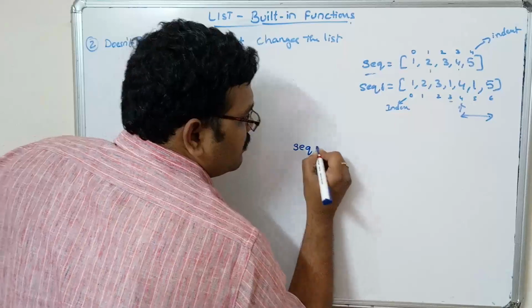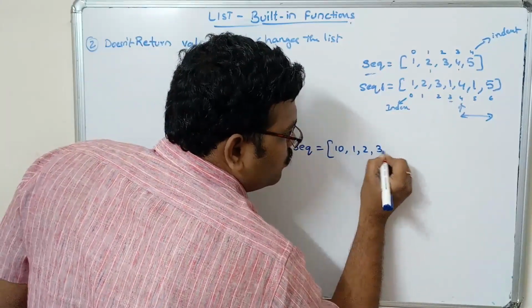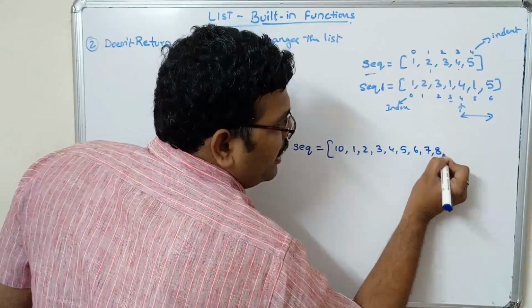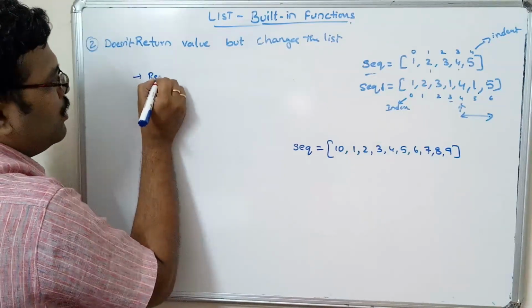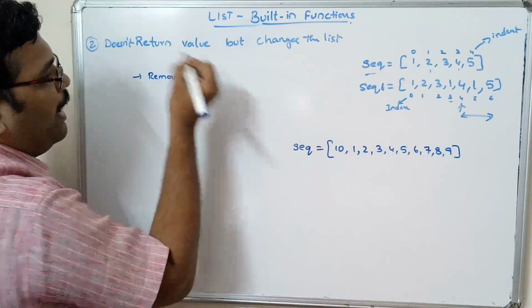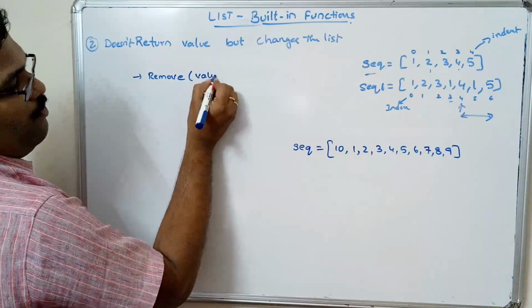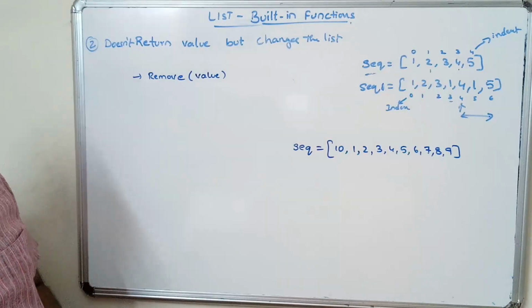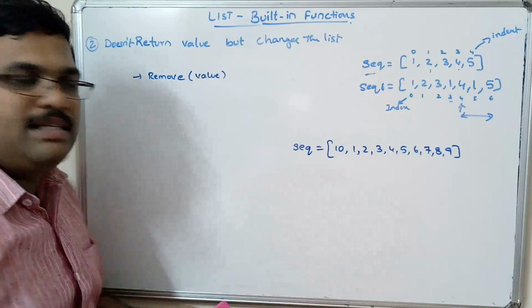So sequence element we have, list we have 10, 1, 2, 3, 4, 5, 6, 7, 8 and 9. Now, remove function. So this remove function will remove the value from the given list.